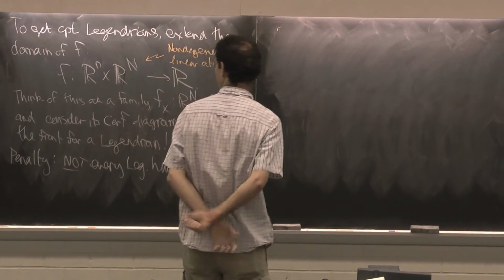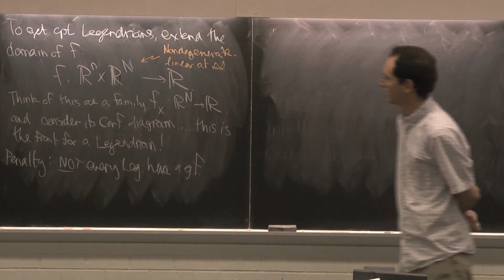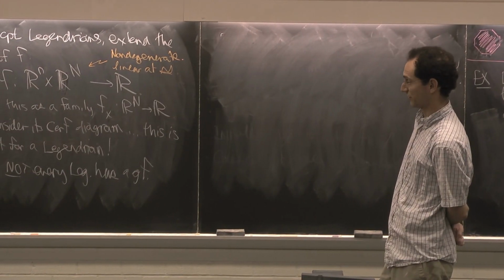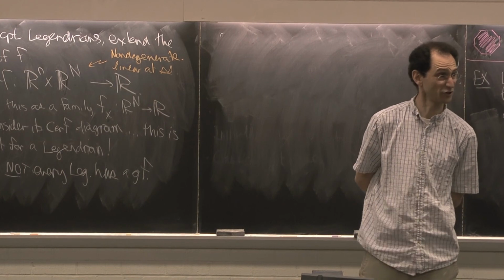Okay, so this is how to get a generating family for a Legendrian submanifold. What about a Lagrangian? What about a Lagrangian cobordism?